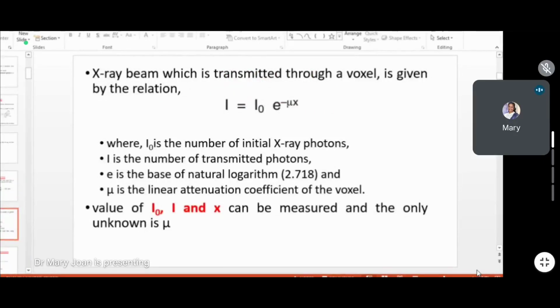The X-ray beam transmitted through a voxel is given by the relation I equals I0 e raised to minus mu x. This expression is familiar to all of us, where I0 is the number of initial X-ray photons, I is the number of transmitted photons, e is the base of the natural logarithm, 2.718, and mu is the linear attenuation coefficient of the voxel. The values of I0, I, and x can be measured, and the only unknown is mu, the linear attenuation coefficient of the voxel.